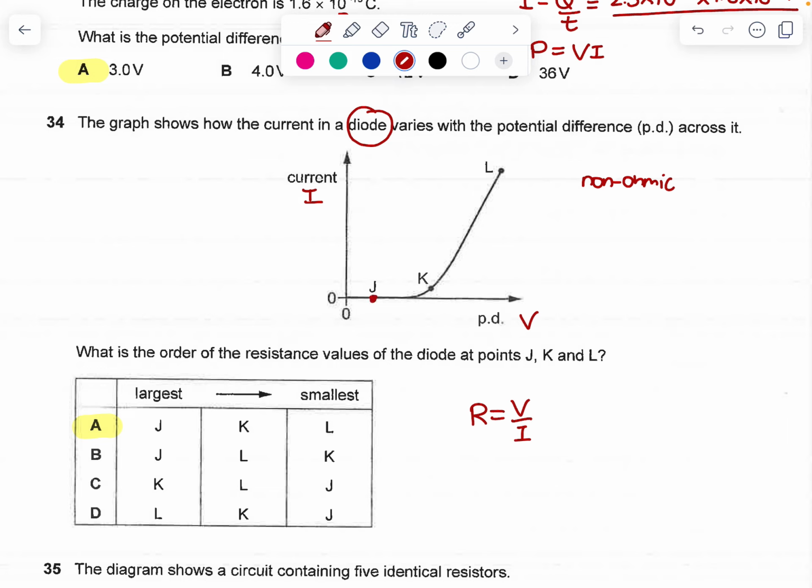At point J, the current is 0, which means R equals to V over 0, and dividing by 0 is infinity. So J will be the largest. You can calculate for K and L.